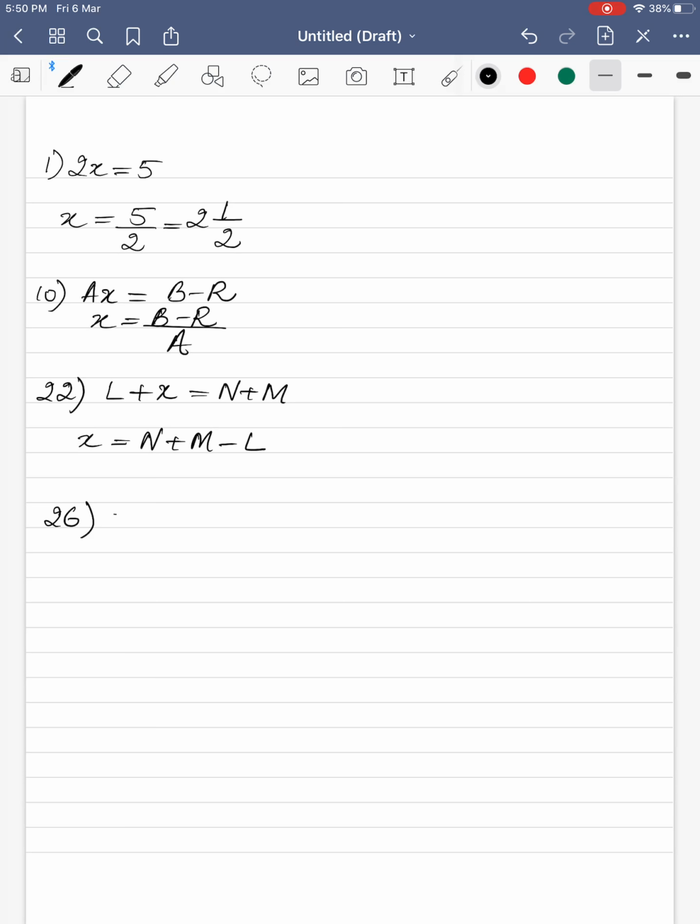We have x minus a is equal to e. And again, since I have to do inverse operation, minus a goes to the other side, leaving x alone, and it becomes plus a. Alright, let's try question number 37.